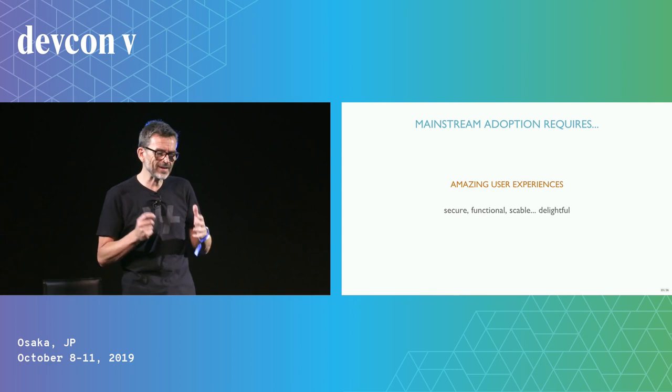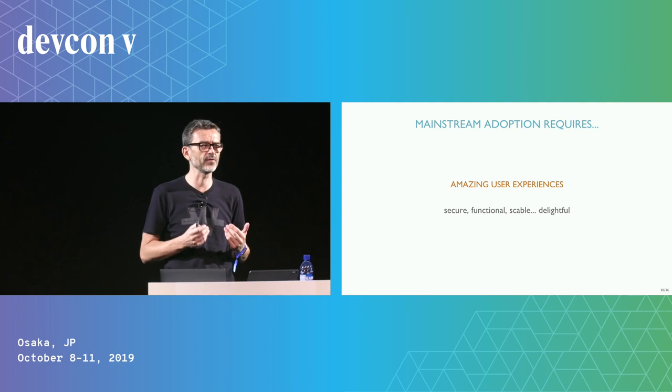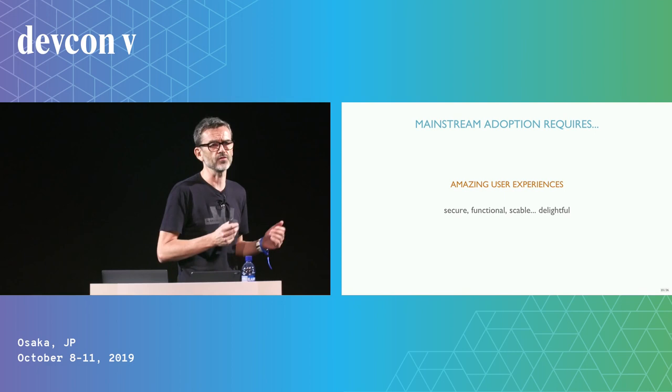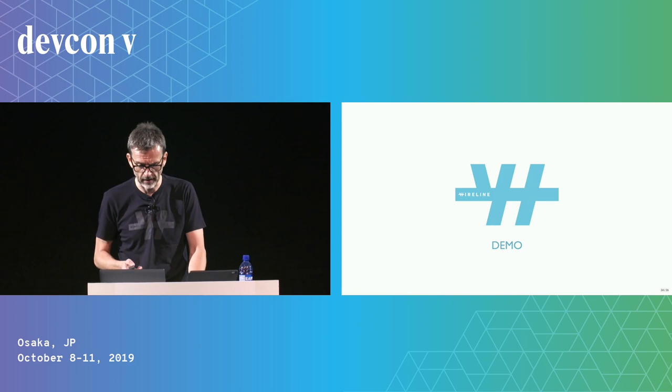But suppose we could solve all of these technical problems. Unless we can deliver user experiences that are as good as or better than the existing cloud technologies today, we're not going to see widespread adoption of decentralized technology. So that's something that we're going to show in the demo that we're going to do next.